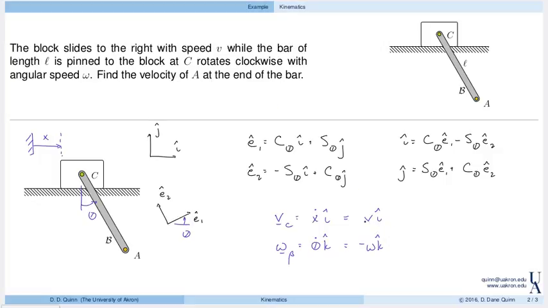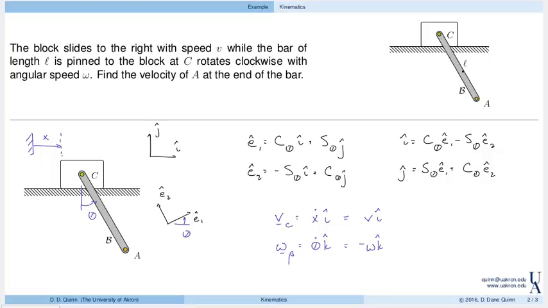Again, the block is assumed to move to the right with speed v, so that's v in the I direction, and the clockwise rotation of the bar implies that the angular velocity is in the minus k direction, and the speed is given as omega.